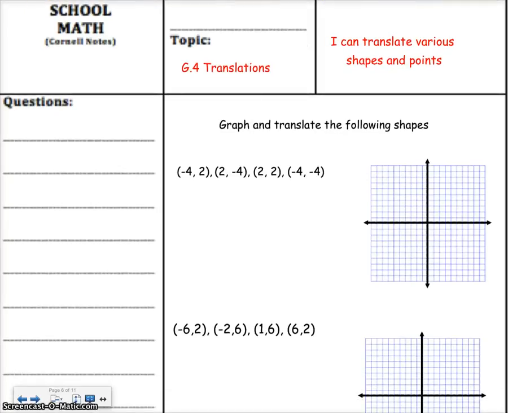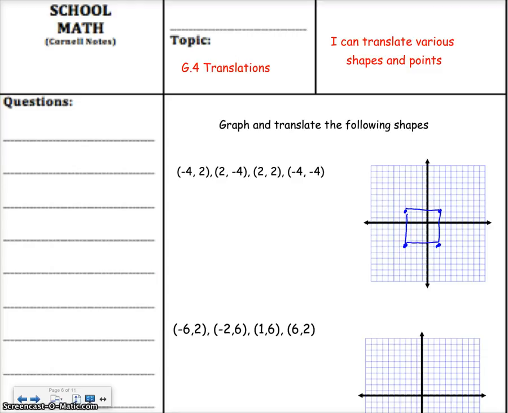-4, 2, so 1, 2, 3, 4, 1, 2. 2, -4. 1, 2, 3, 4. 2, 2. -4, -4. I see I have a beautiful square. And I'm going to call this square ABCD.